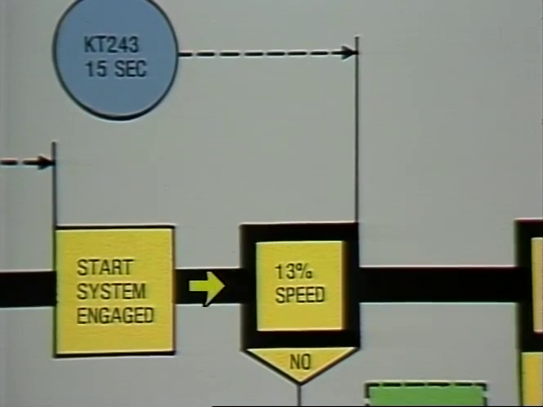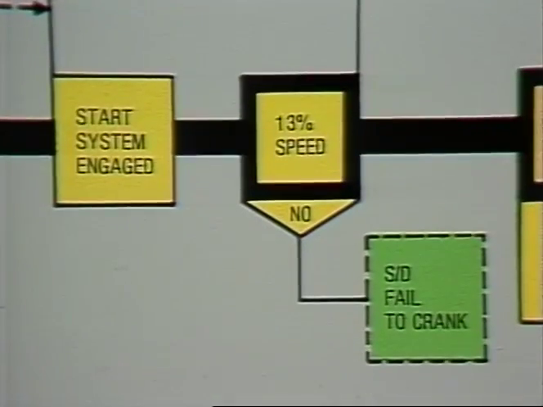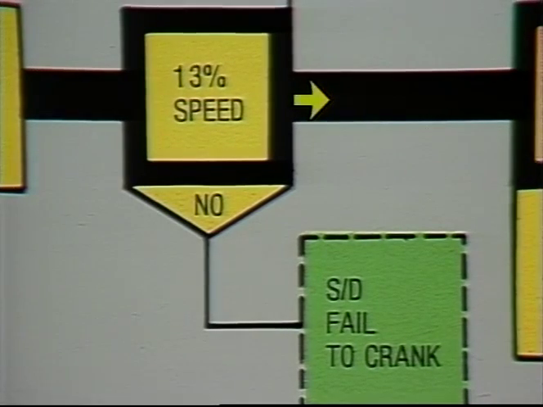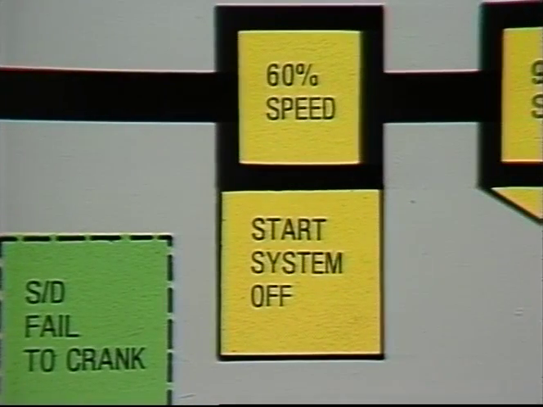As the engine begins to accelerate, 13% engine speed must be achieved before the 15-second crank timer times out, or there will be a fail to crank shutdown. As long as 13% was successfully achieved within 15 seconds, the next major start system event will be at 60% speed, where the start system will be turned off.